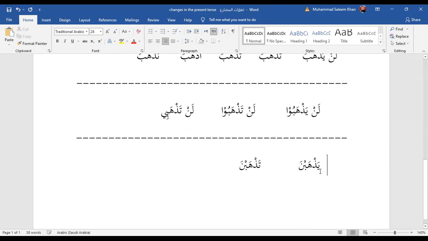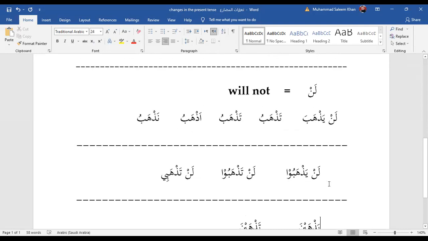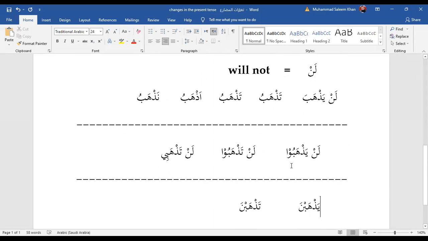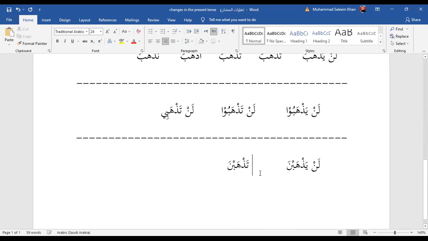And what about lan for the feminine plural? We have three groups, as we learned yesterday. Group number 1, the verbs that end with dhamma. Group 2, the verbs that end with una and ina sounds. And group number 3 is for the mabni sounds, so the ending will not change. For example, lan yadhhabna and لن تذهبن. No change will take place.